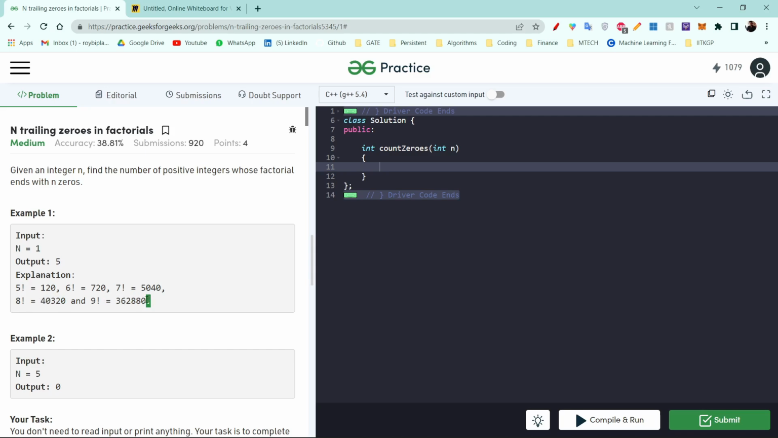Now when you will calculate 10 factorial, what will happen? You are going to actually multiply 10 with 9 factorial. So 9 factorial already has 1 zero. If you multiply 10, 10 will give you another 0 at the end. So it will become 2 zeros. So for 1 zero, the answer lies between 5 to 9. These all have 1 zero at the end.